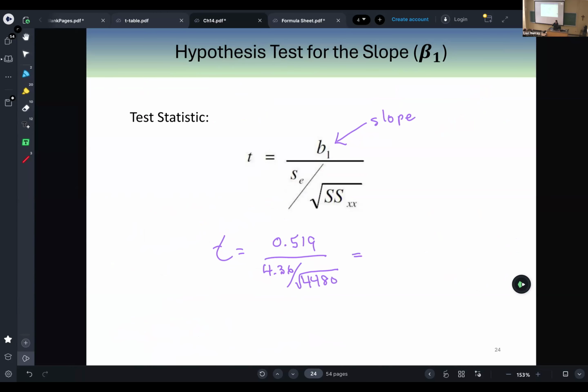So we're testing the slope. Remember, the slope is so important. We don't really care what the value of the intercept is. The slope is what is multiplied by x, our explanatory variable. And by running this test, we're going to know if the explanatory variable is significantly related to the response. So it's really good to know how to do this. So, 0.519 over 4.36 divided by the square root of 4480. Keep all that in the denominator. Does anyone have a test statistic?